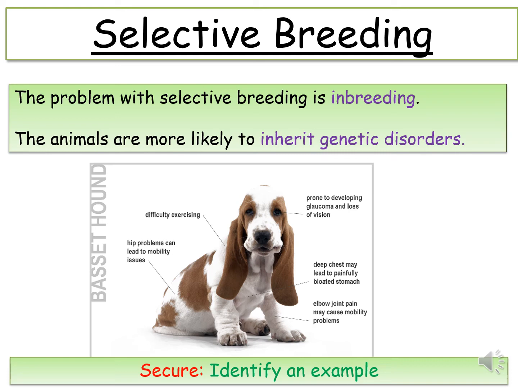For example, this dog will have difficulty exercising, it is prone to developing glaucoma and loss of vision, its deep chest may lead to painfully bloated stomach, or it has elbow joint pain which may cause mobility problems, or it could potentially have hip problems which can lead to mobility issues, or it may have difficulty exercising. Now, it doesn't mean that the dog will have all of these, but it may have one, two or more of these different genetic disorders. What I would like you to do for this task is identify an animal which has had a disadvantage from being selectively bred and explain how.